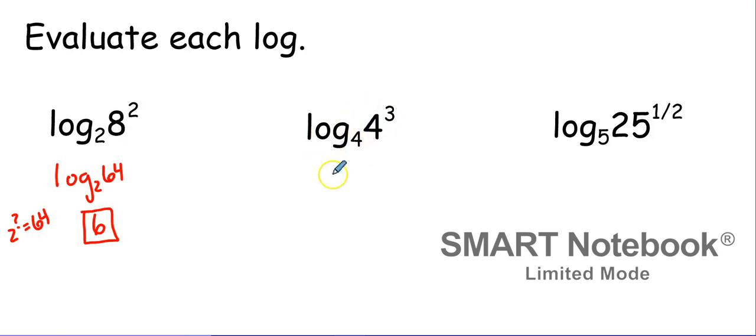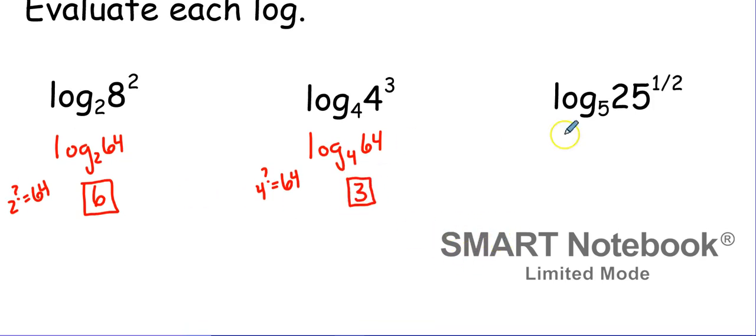Same process here. We're going to simplify this into log base 4 of 4 cubed. So 4 times 4 is 16, times 4 is 64. So now we want to know 4 to what power equals 64. That's the question. Again, pause the video if you want to try it on your own. But 4 times 4 is 16, times 4 gives me another 64. And so our answer here is 3. 3 is the exponent on 4 that gives me 64.